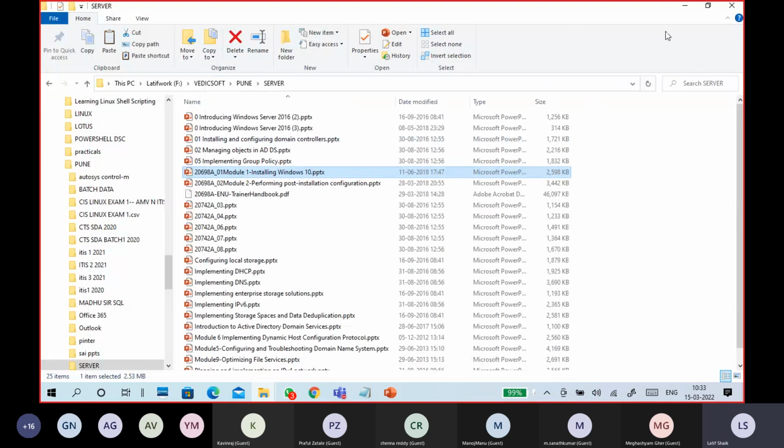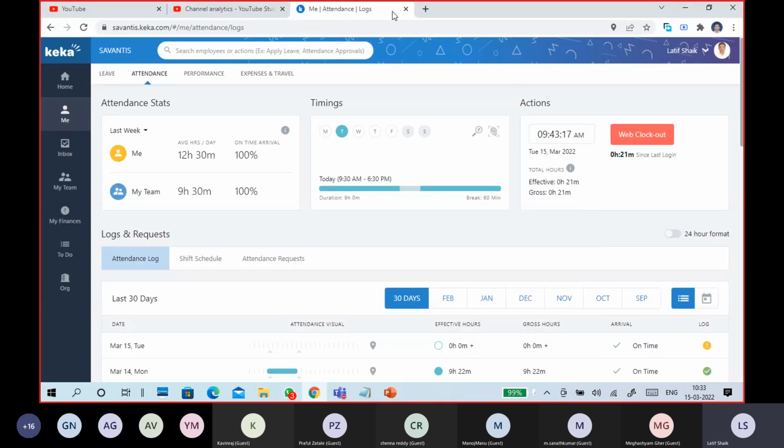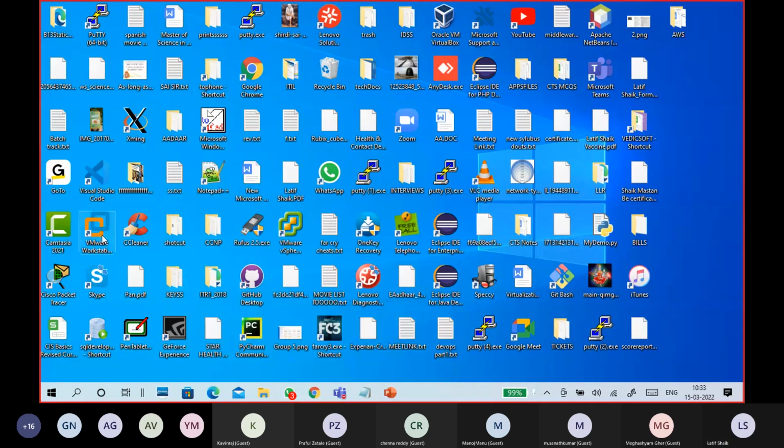So this is the change of default. Of course, we will open them one by one, like server and client.